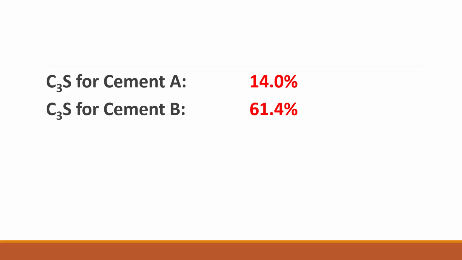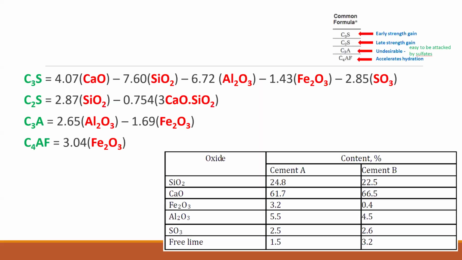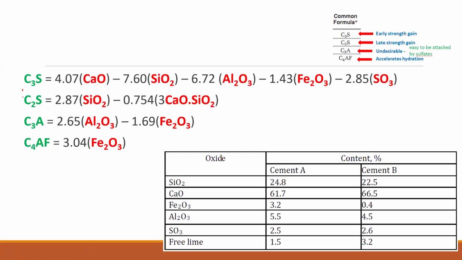I want one small thing for you to do. So C3S, you know how to find it, and all the other ones are okay. But I would want you to do this just for A. Just for A, can you find me C2S? So consider A.